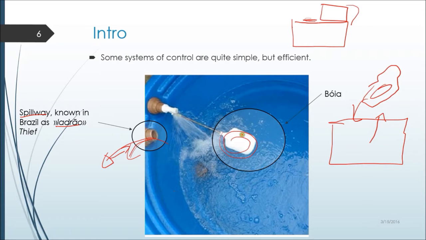So it's the same here. When the water comes in, it starts to float. When it starts to float, it closes this output of the water. So when the water reaches a certain height, this stuff here is closed, so the tap is closed and there is no water coming in. When the water goes down, the system opens, so the water comes in. Extremely simple. That's the simple example that comes to my mind of a control system that you use in your day-to-day life.